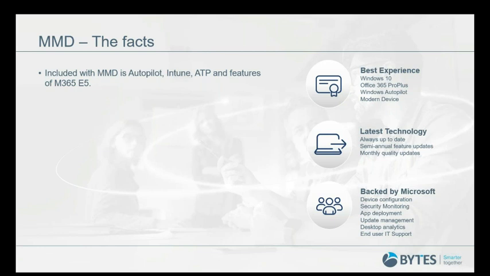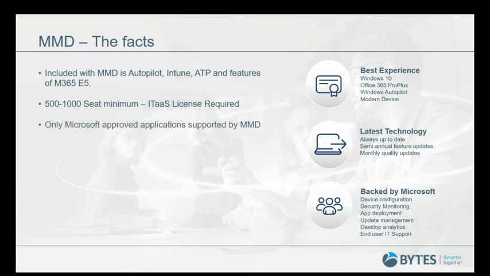But a few facts that you need to be aware of is that it's a 500 to 1,000 seat minimum. So if you wanted to take advantage of this, you'd need to take an IT as a service additional license on top of that M365 license. That would be the way that you'd be able to take advantage of the MMD service first of all. Microsoft only approve a certain amount of applications. So if you have applications that fall outside of that list of supported applications, they cannot be included in this service. And that's something that you need to be aware of.